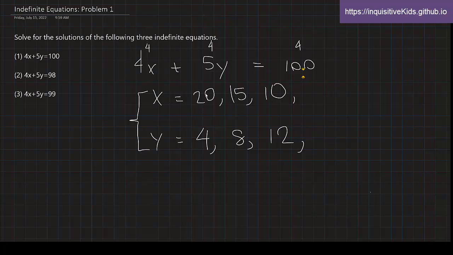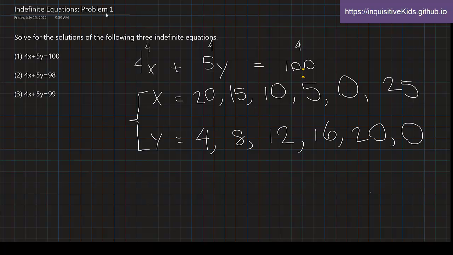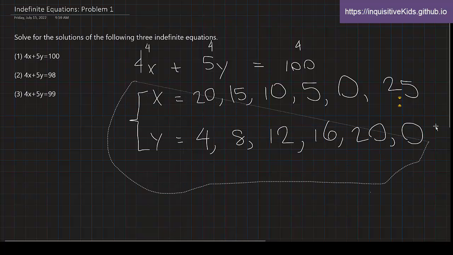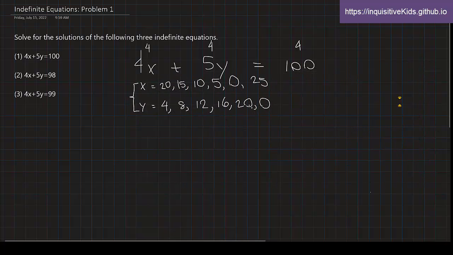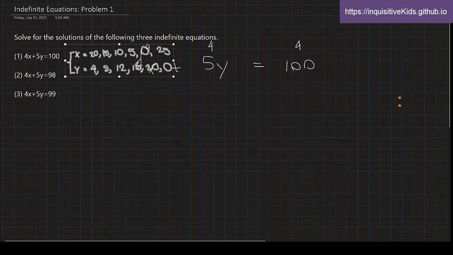So x is 20, 15, 10, and then this would be 5 and 0. And then this would be the next multiple of 4, so 12 plus 4 is 16, and the next one 20. So many of you might just stop here, but really there's one more set, and that's when y equals 0. Yes, it can also be 0. So if y is equal to 0, then x would be 25. So this is our set of solutions for the first problem over here.